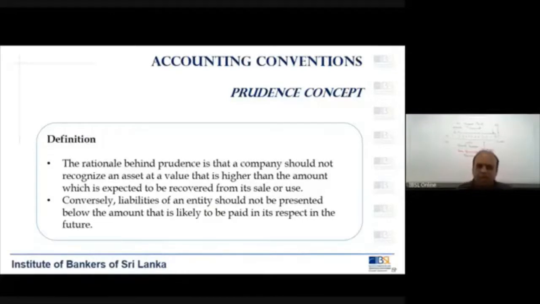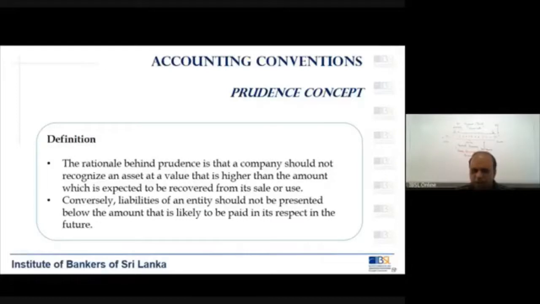Now, what does it say under liabilities? Liabilities of an entity should not be presented below the amount that is likely to be paid in respect of them in the future. Let me give you an example. Now we go back to the example that we looked at, the electricity bill. Let's say the electricity bill you normally get is about 50,000 per month. So you know the next month's electricity bill, if you have been consuming electricity in the same way, should be somewhere around 50,000.